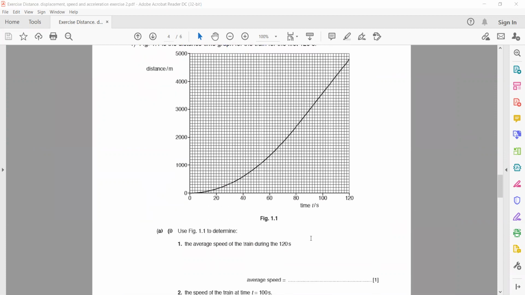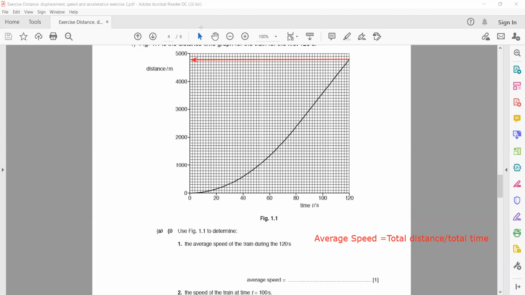The formula to calculate the average speed is the total distance divided by total time. So when total distance is divided by total time, that will give us the average speed. So first we should get the total distance. So this is the total distance traveled.